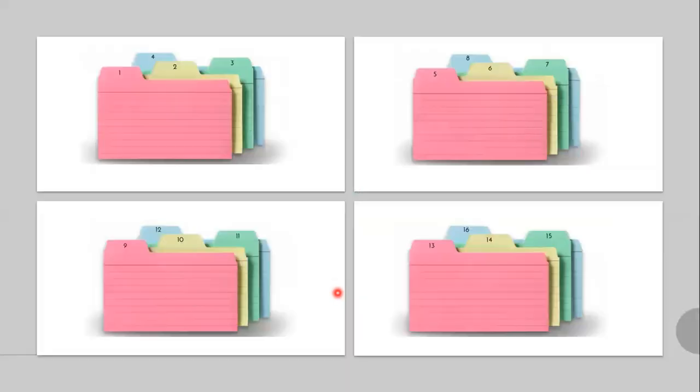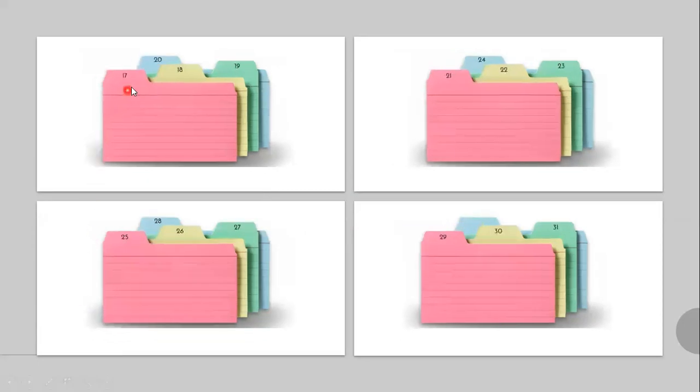Once you have that done, what we're going to label now are how many days there are in a month. So they have 31 days in a month. So I'm going to put 1 on one tab, 2, 3, 4, 5, 6, 7, 8, 9, 10, 11, 12, 13, 14, 15, 16. Then I'm going to keep going. 17, 18, 19, 20, 21, 22, 23, 24, 25, 26, 27, 28, 29, 30, and finally 31. So I have the dates of the month, one on each tab.